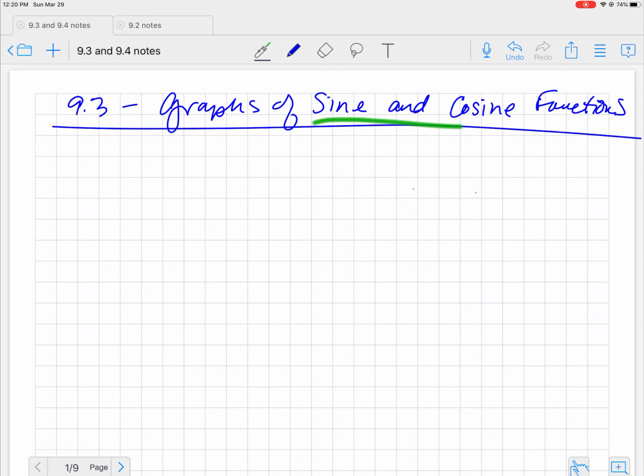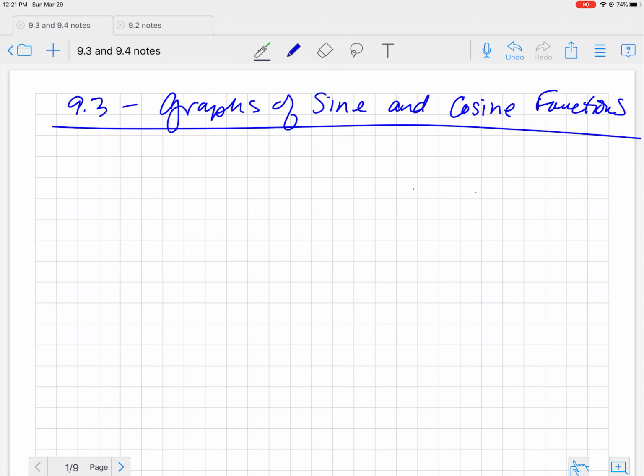All right, let's do some graphing today. Notice in this one note here, I'm putting both 9.3 and 9.4 together. So 9.3 are the graphs of the sine and cosine functions. 9.4 are all other trig functions. But everything, as we talked about before, is based off of sine and cosine. So then it's a good starting place.